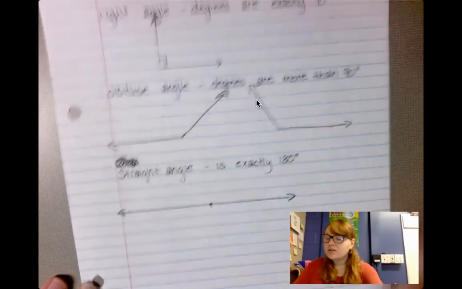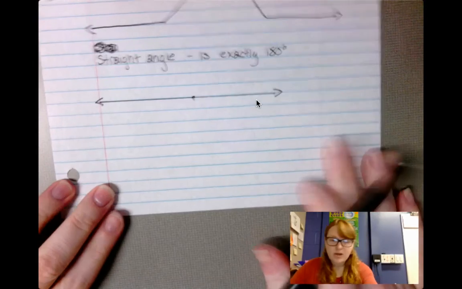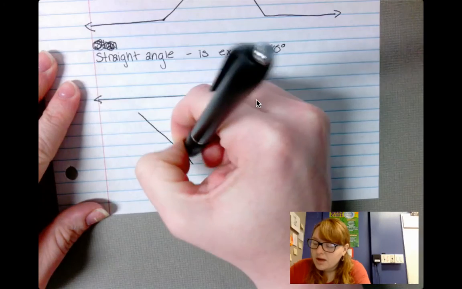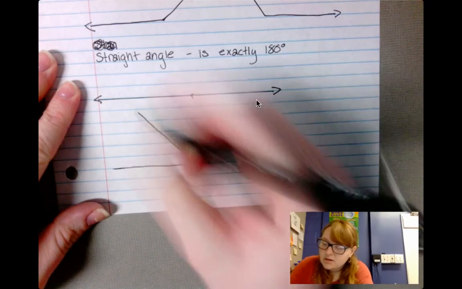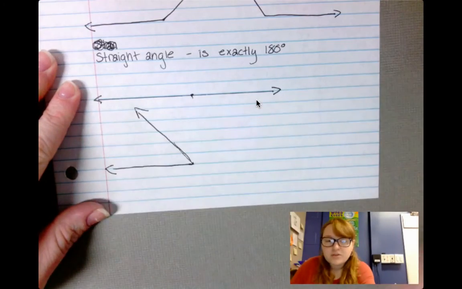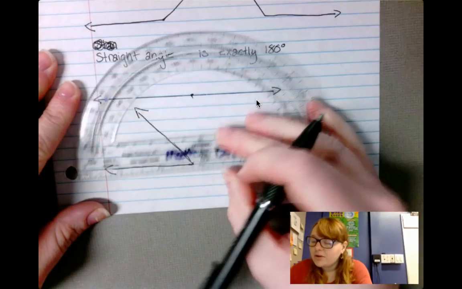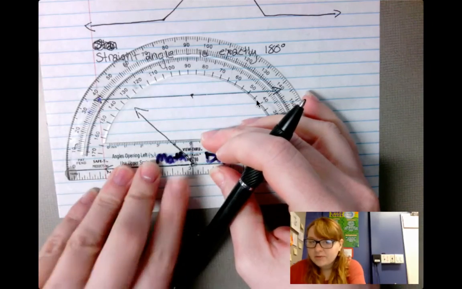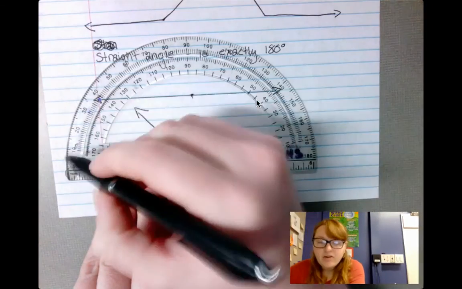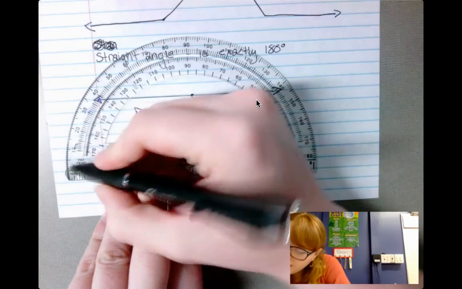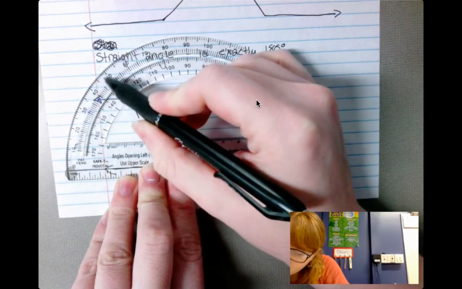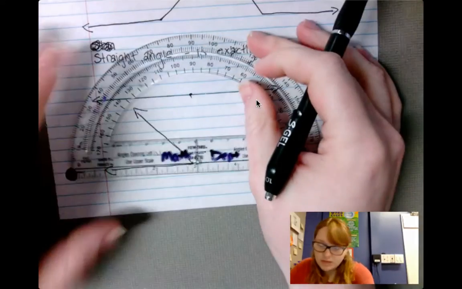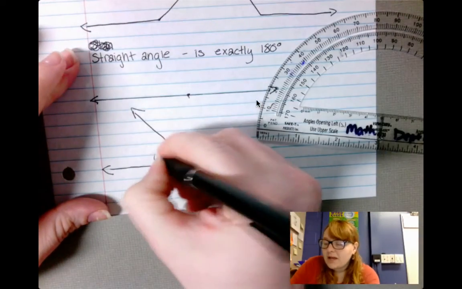All right, so let's do an example where we measure it and then we classify it by its type. Okay, so let's draw this. Okay, so first we have to measure it. So put your vertex in the little hole, line up the bottom ray with this line down here. Since it is on the left, we're going to use the outer ring to count it. And this lands around, I would say 48 degrees. It's between 45 and 50. I'm going to say 48. Okay, so this is 48 degrees.